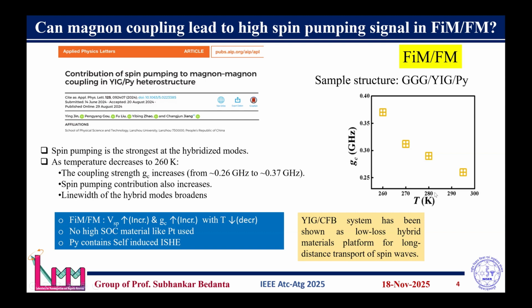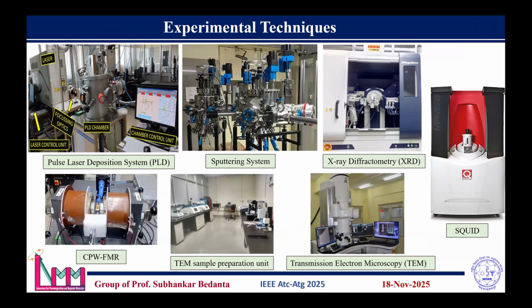However, in this permalloy system, we know the self-induced ISHE also takes place. So what we have proposed is to use cobalt iron boron instead of permalloy, as recent reports have shown that the YIG/CFB system is prone to give very low-loss hybrid materials for long-distance transport. For this we have used experimental techniques like pulsed laser deposition to deposit the YIG films, sputtering to deposit the cobalt iron boron films, and some characterization techniques.